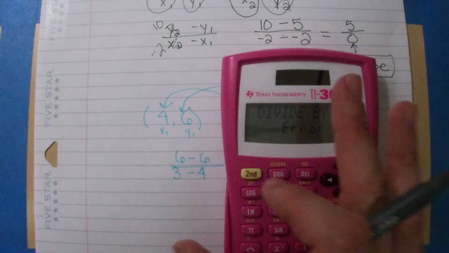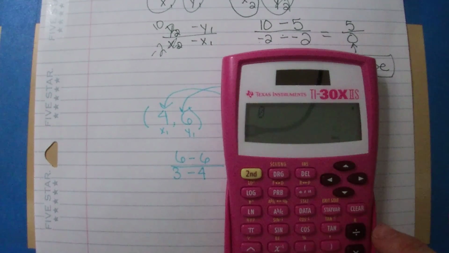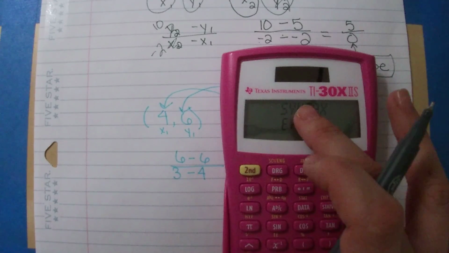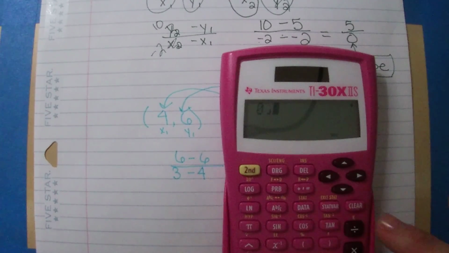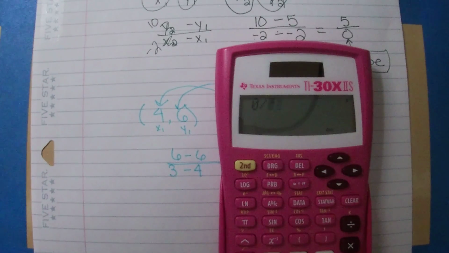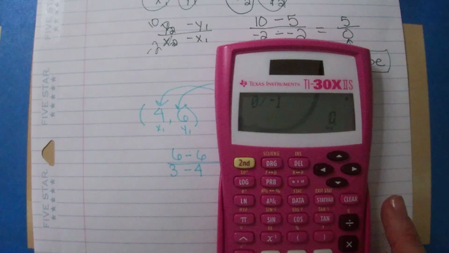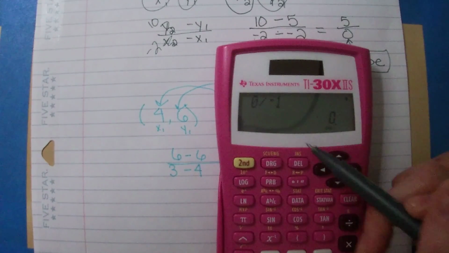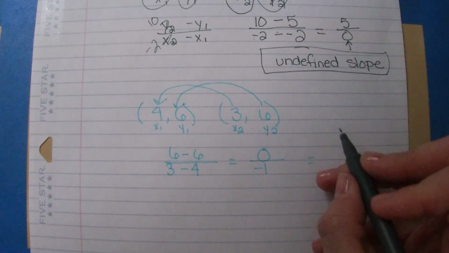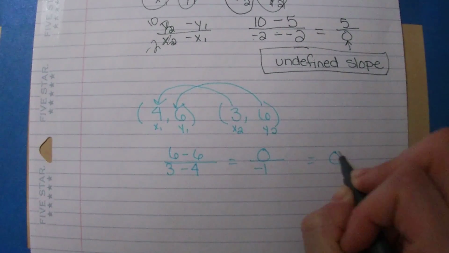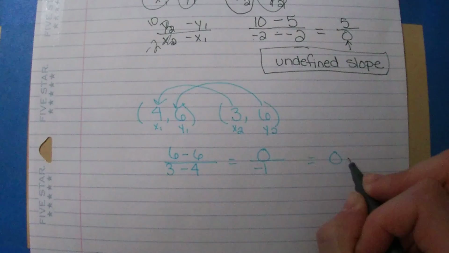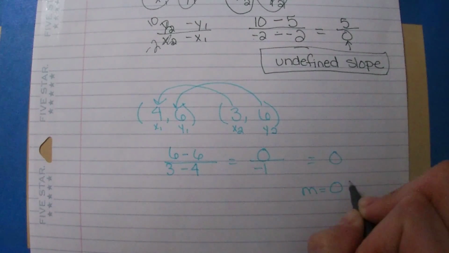Okay, so if we put this in our calculator, now if I do the ABC, it's going to tell me a syntax error, which is different than the dividing by 0 error. So remember, 0 divided by -1 gives me 0. We can't have a negative on the denominator. And so this gives me an answer of 0. So this is a slope of 0, m equals 0.